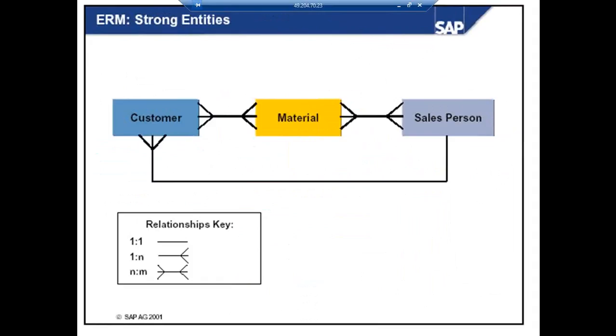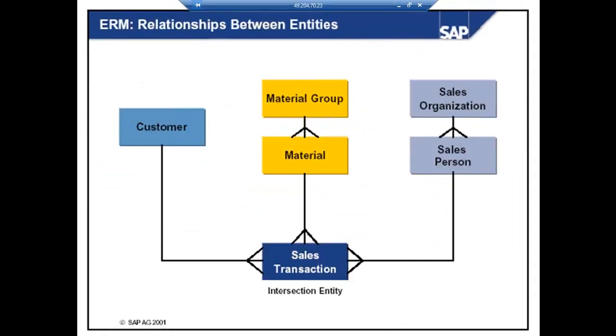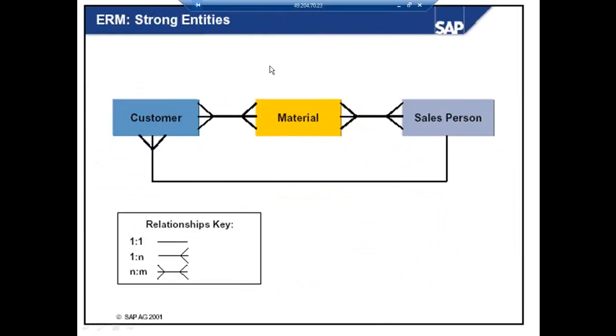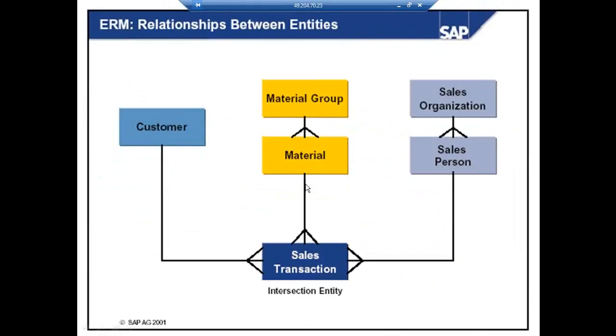And then you need to find out the relations between these entities, like cardinality relations: one to one, one to many, many to one, many to many. Those relations you need to find out and show graphically. Like customer to material, many to many; material to salesperson, many to many. Here, material group to material is one to many. You find out those cardinality relations and show them graphically.